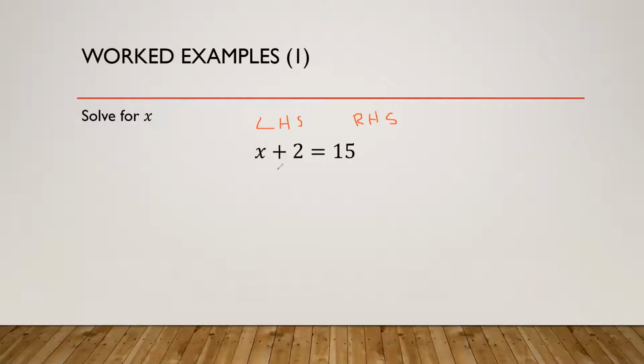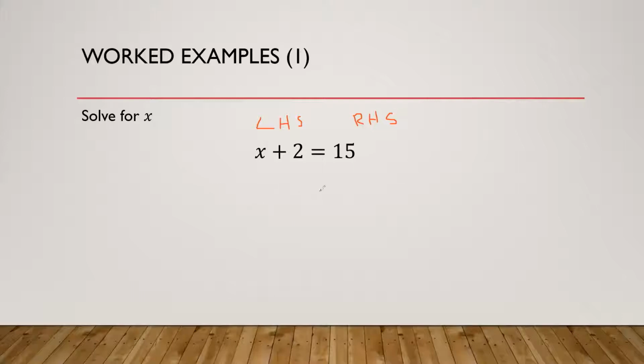So in this case, we've got x plus 2 is equal to 15. How do we isolate x? Well, we can isolate x by moving 2 to the right-hand side. But how do we do that? Well, because it's an equation, whatever we do on the left-hand side, we must do on the right-hand side. So if I want to isolate x by moving 2 to the right-hand side, I need to subtract 2 from the left-hand side. But if I do that, I will also need to do it on the right-hand side.